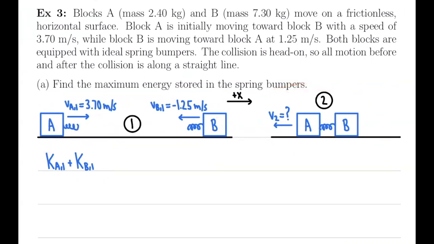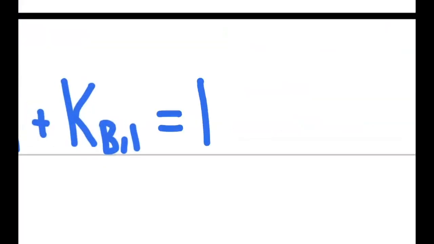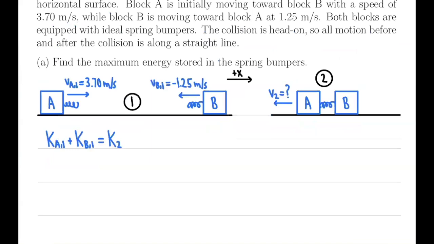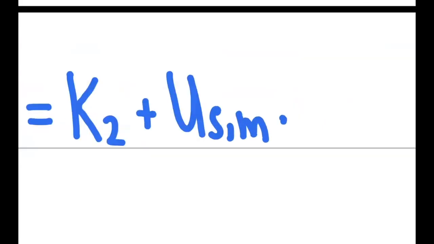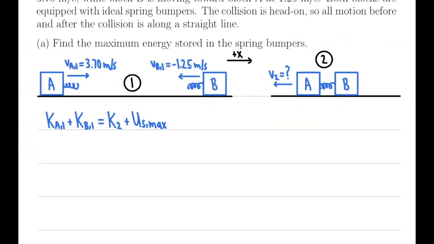At 2, we also have kinetic energy of this system moving at a velocity v2. I'm going to call that K2. And no non-conservative forces. But we also have the elastic potential energy right here, because at 2 we reached the maximum elastic potential energy. So I'm going to call that U_S max, S for spring. All right, and that's all we got.